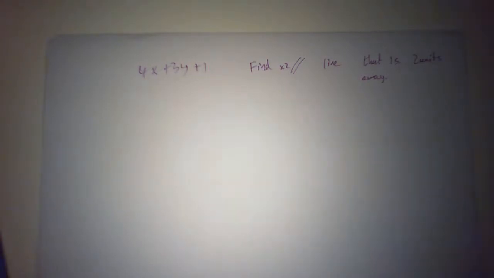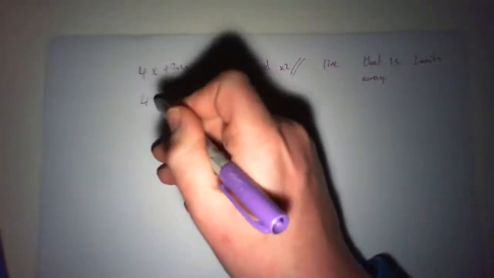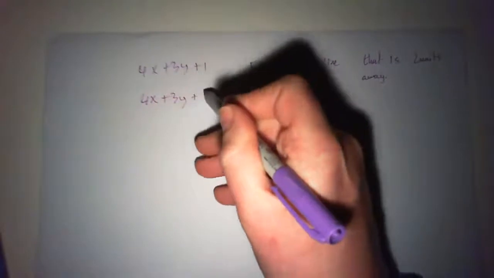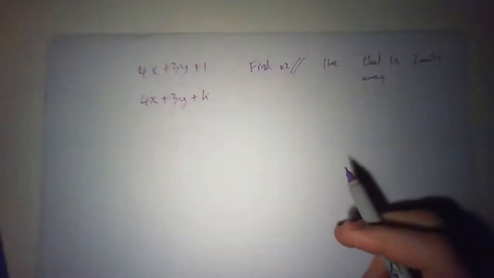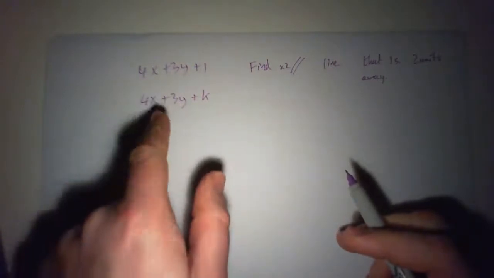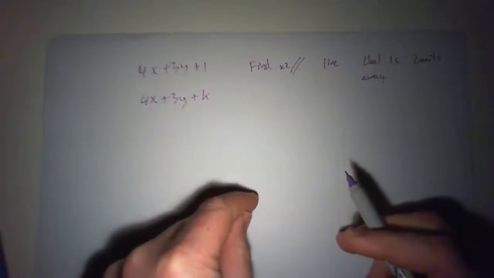And here we go. So what's our generic formula for any parallel line? It's going to be 4x plus 3y plus k, isn't it, where k is any number. We need to find a point on that line, and then we look from that point to the k to see what possible values will work. So how do we find a point?